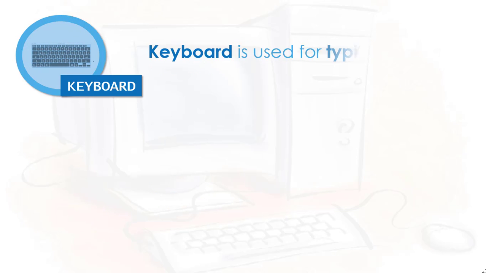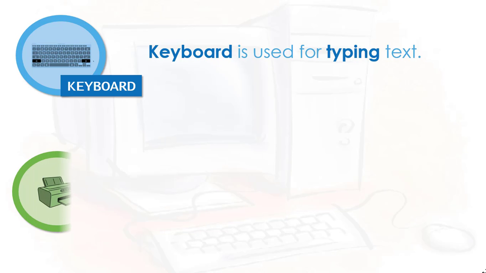Next one is a keyboard. Keyboard is used for typing text. We all are aware of it because we all are using the keyboard. If we are using smartphones, then also, of course, we use a keyboard. If we want to send a message to anyone, then what are we doing? Typing hello and sending the message. The place where we type hello, that place is known as the keyboard. That means keyboard is used for typing text.